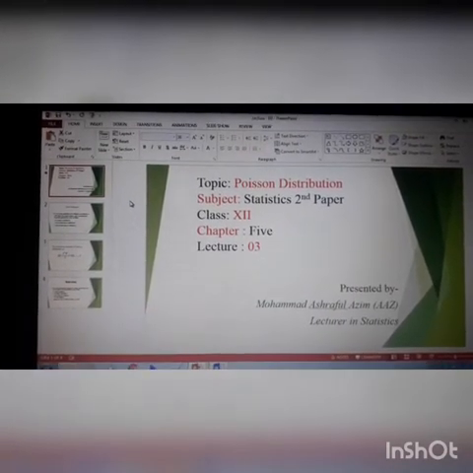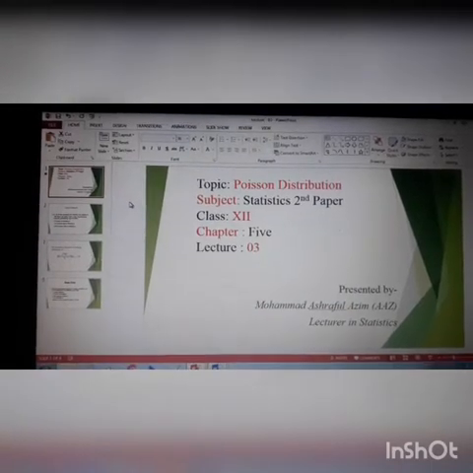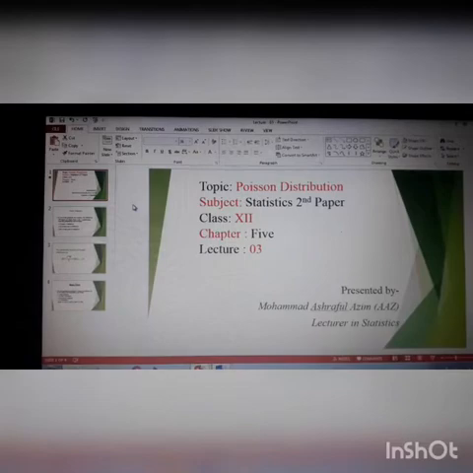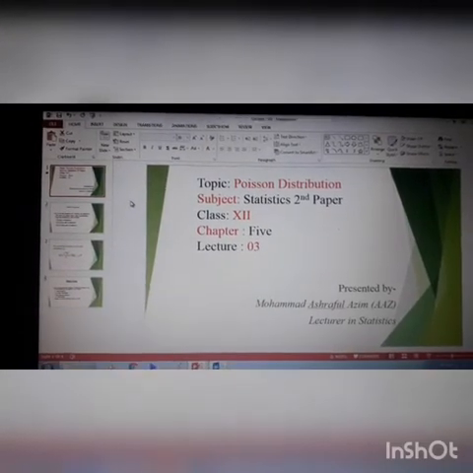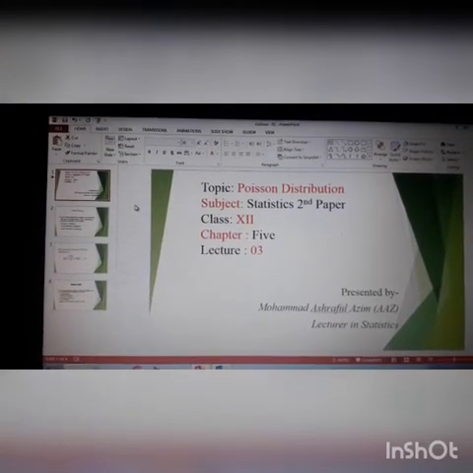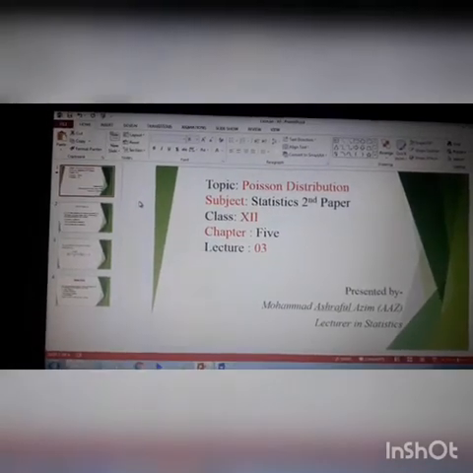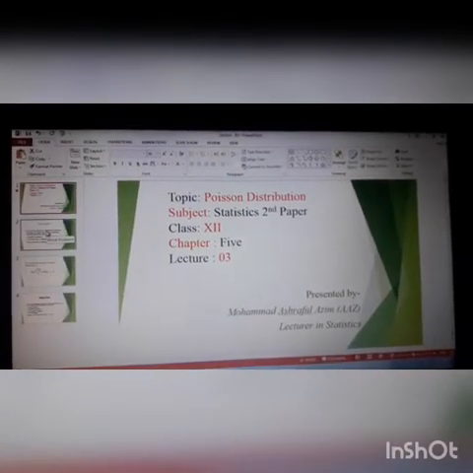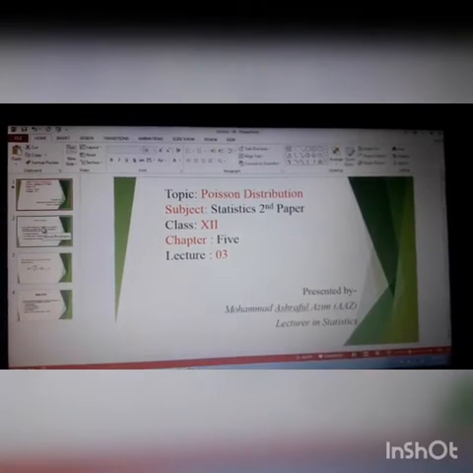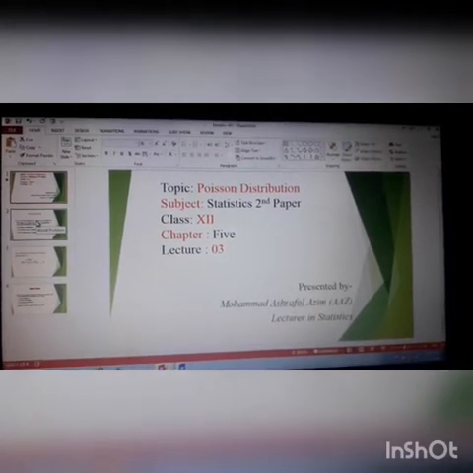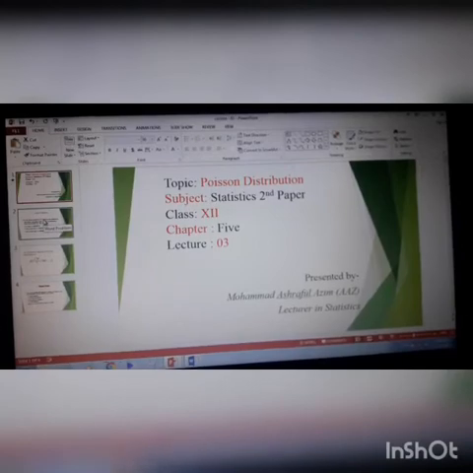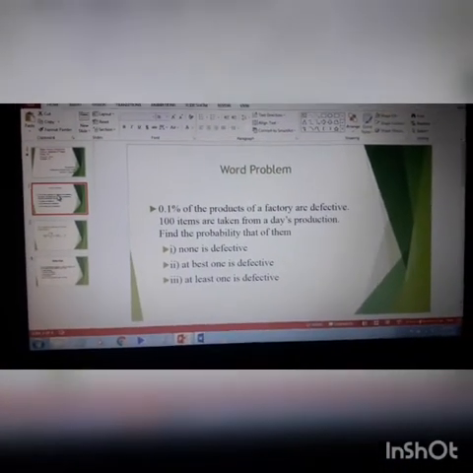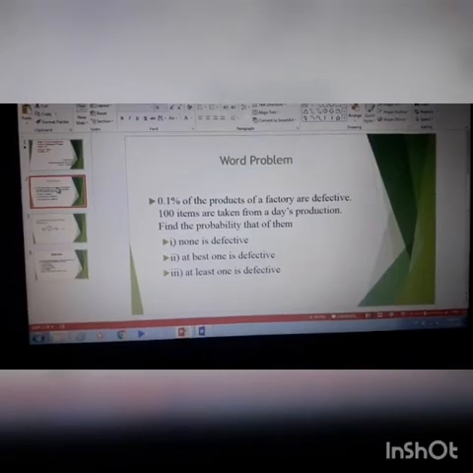Today, I, Muhammad Ashraful Azim, am going to deliver the third lecture on chapter 5 of statistics second paper, namely Poisson distribution. Dear all, in my previous class I discussed the basics of the chapter. Side by side I solved the problems. Today we are going to solve a word problem, that is, the application of the chapter.